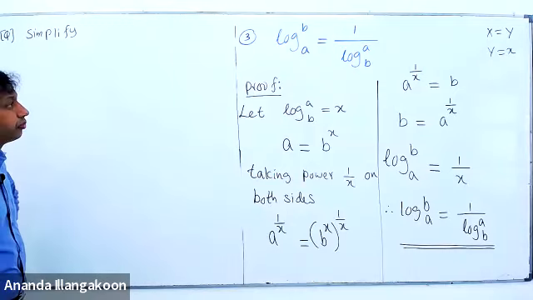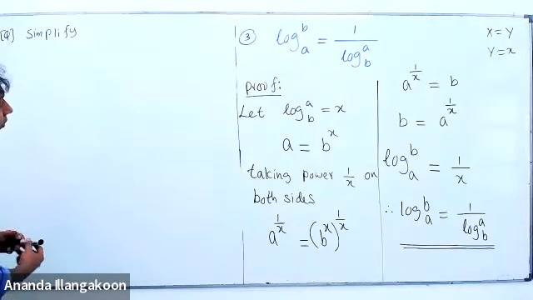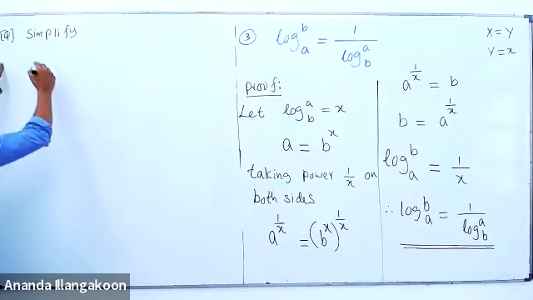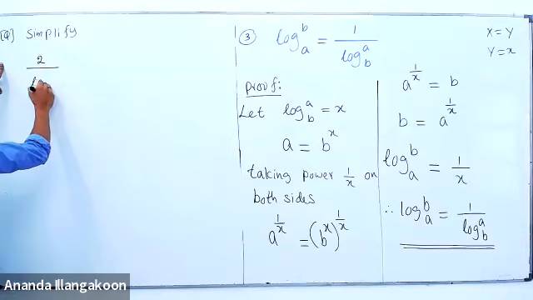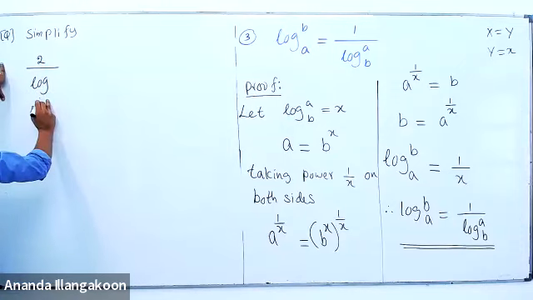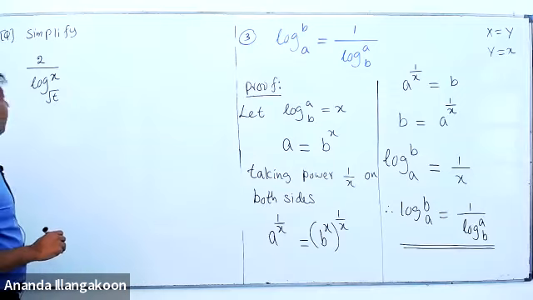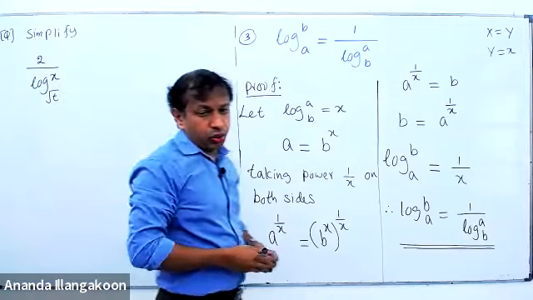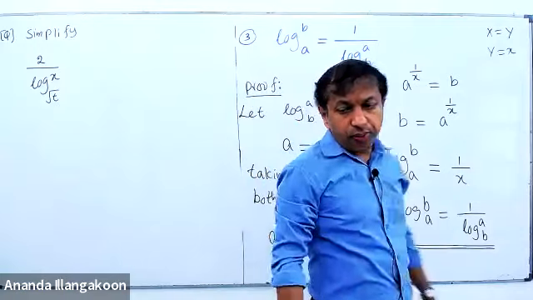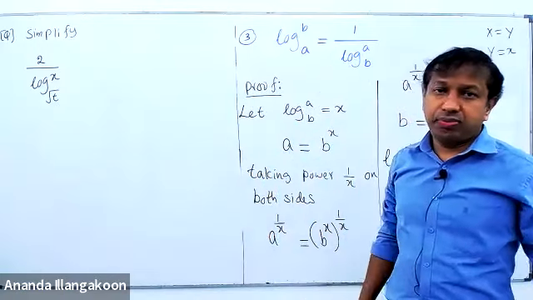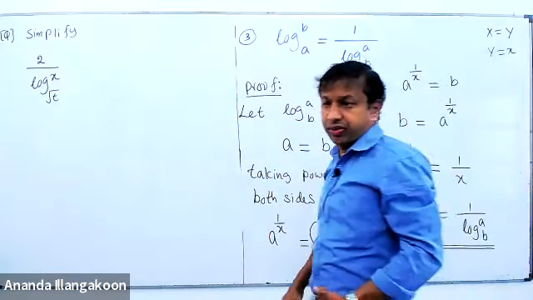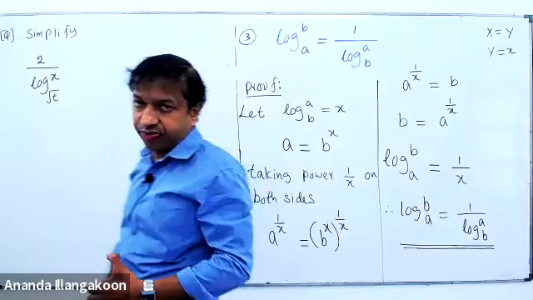Right. Now we'll take one example like this. Suppose here we have 2 divided by log x, base root t. We are asked to simplify this: 2 divided by log x, base is root t. How to simplify this now?